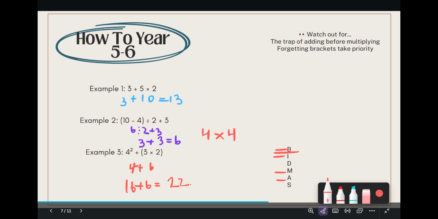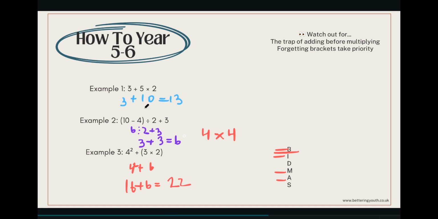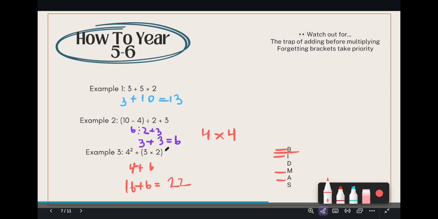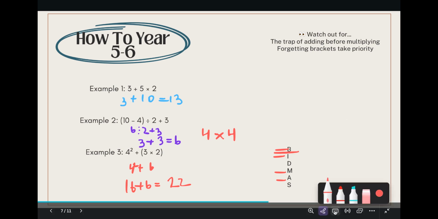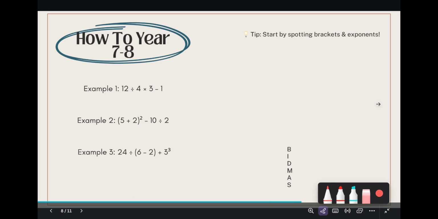Amazing job. If your child was able to go through these and understand the process, they are well on their way to a successful approach to order of operations. If not, don't worry. Our math tutors would be more than happy to give targeted, specific questions and support for your child. Heading over to our next phase, which is looking at years 7 to 8.